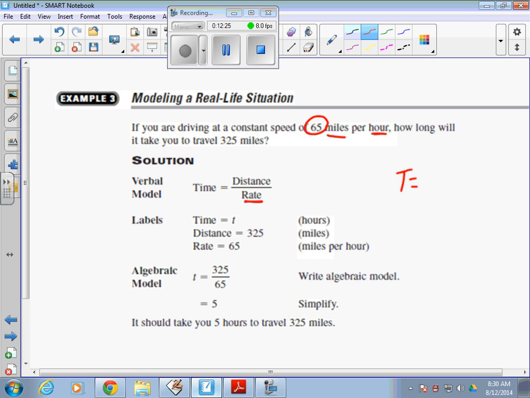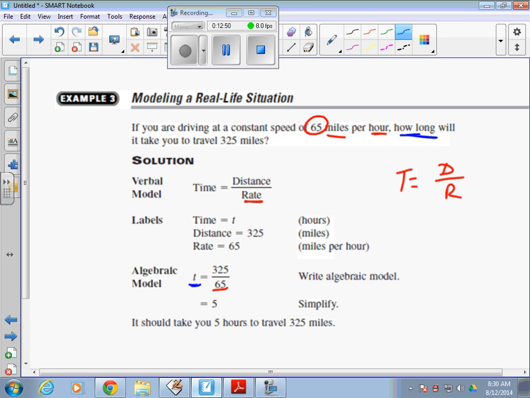Time equals distance over rate. We'll talk about this more as we go. But in place of rate, we're plugging in the number 65. In place of time, it says, well, how long will it be? It says how long. So that's going to have to be a variable. That's anytime it says how long or it does not give you a value, you have to represent it with a variable. In this case, we use t so we don't get confused.